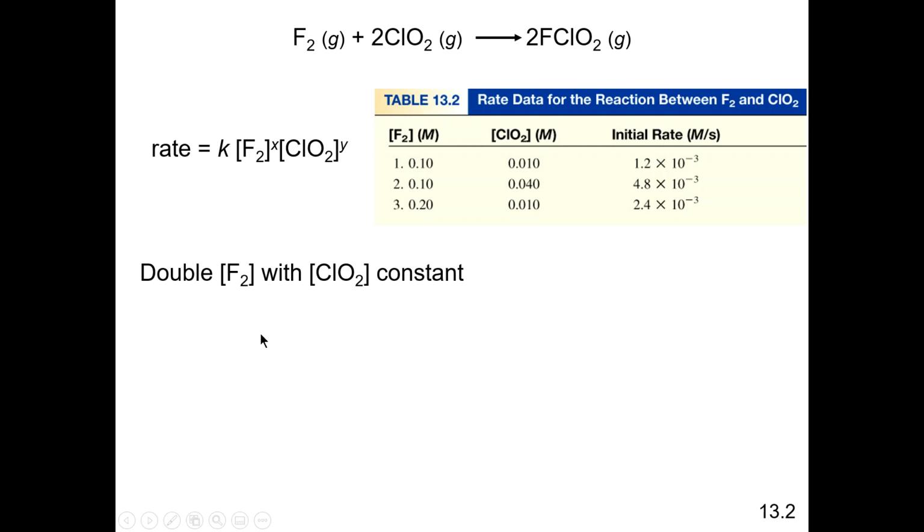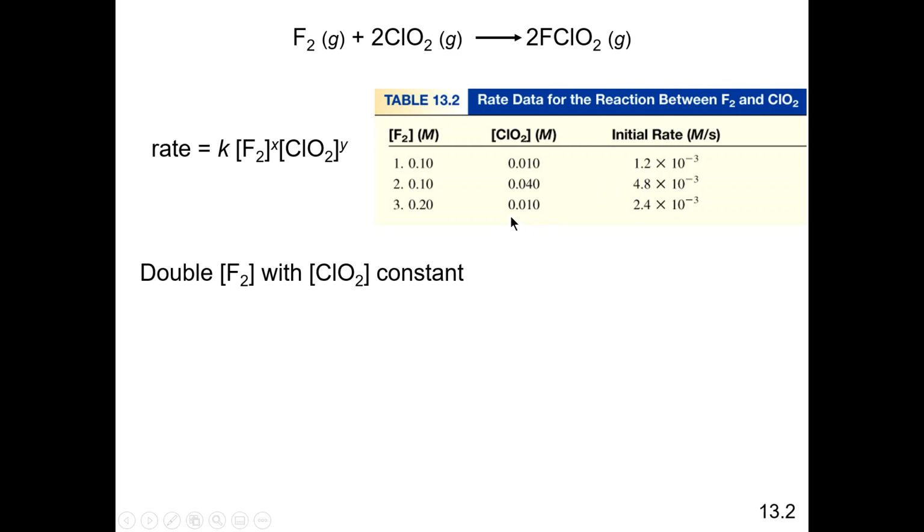Now you'll notice, if you look at the data very carefully, if you check out the data comparison between 1 and 3, right, you'll notice that the concentration of fluorine is doubled while the concentration of ClO2 remains the same, right? And there's a corresponding change in the initial rate.